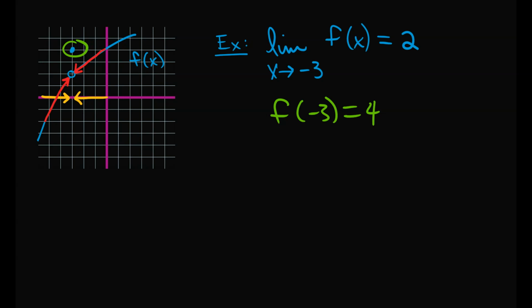What we're going to see is that finitely many things, like the single point of the function's value at x equals -3, does not affect the limit because the limit is interested in the infinitely many function values that are approaching 2 as the x values are approaching -3.